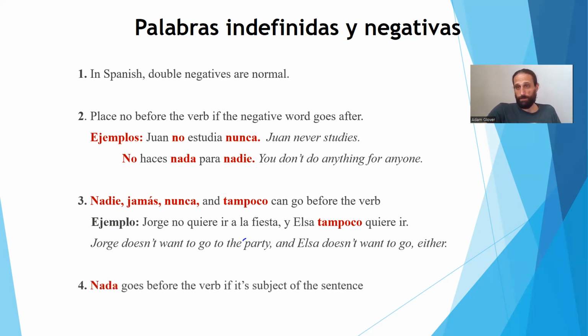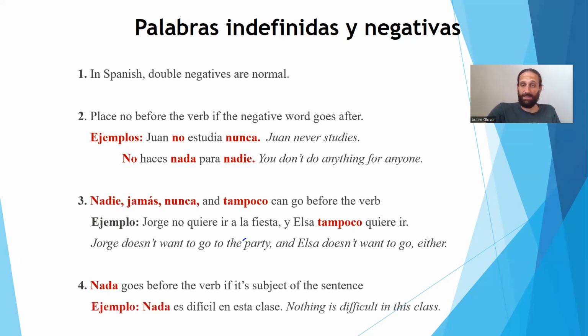Nada can sometimes go before a verb. For example, nada es difícil en esta clase. Nada es difícil en esta clase. And you'll see that when the negative word goes before the verb, there's no negation. So it's not like no nada es difícil, or nada no es difícil. It's just nada es difícil en esta clase.